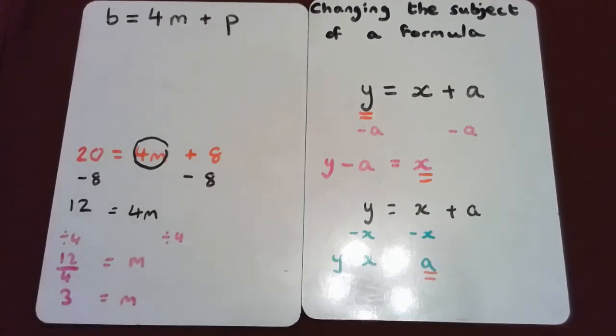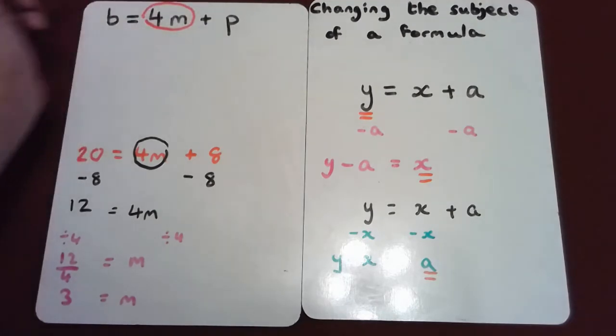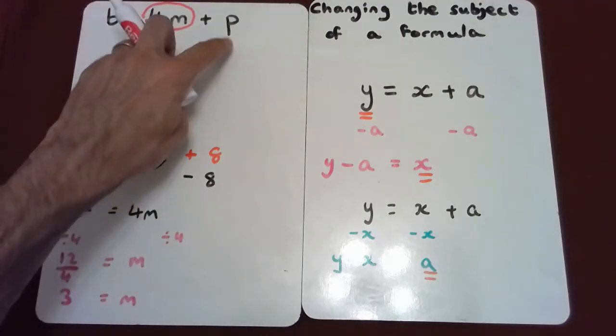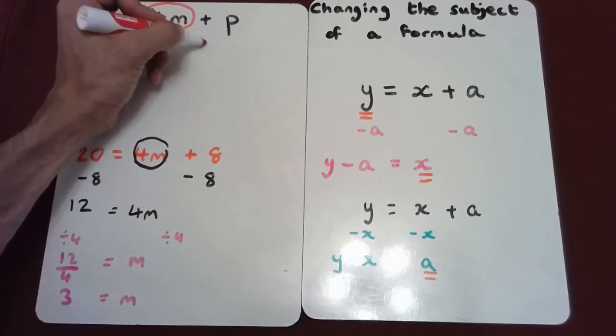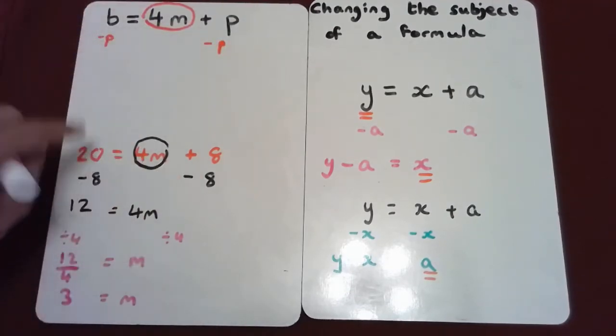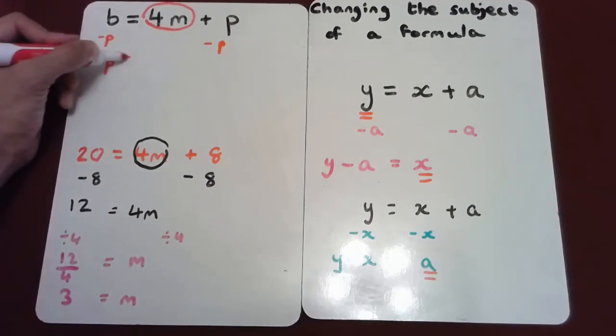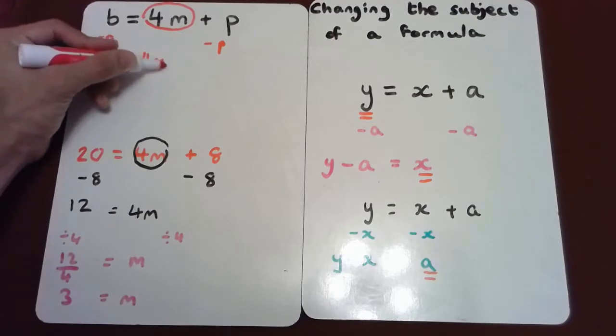We're going to apply the same process for this question above. We still want to isolate the term with the unknown in, which is the 4m. Now, if I want to isolate that, I need to get rid of this plus p from both sides. So I subtract p and I subtract p. Now, that was the same as subtracting 8. That gives me b minus p is equal to 4m.